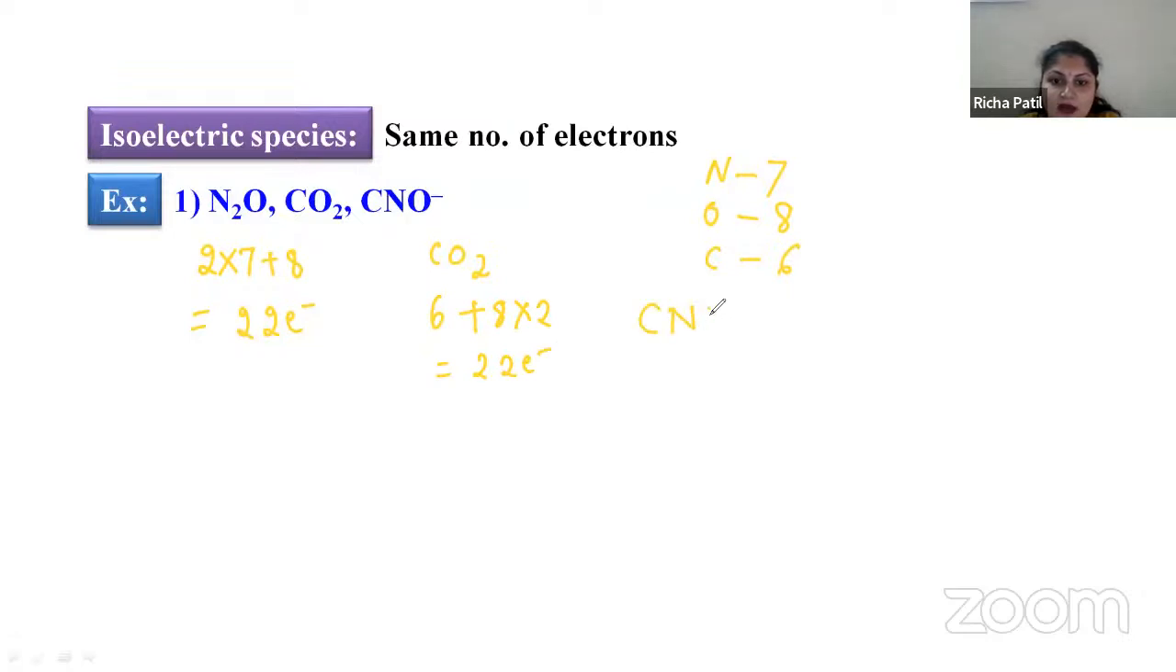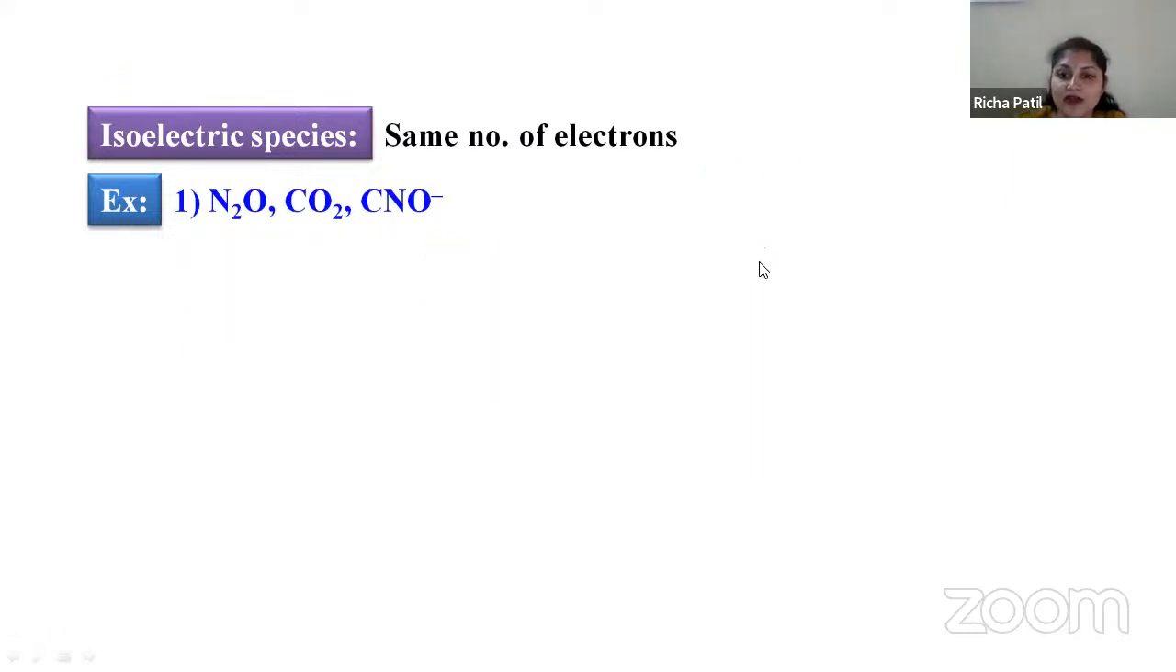Then for CNO minus, carbon is 6, nitrogen is 7, oxygen is 8, minus. Whenever you have minus, you have to add 1 electron. Whenever you have plus, you have to remove 1 electron. So in this case, you have to add. It will come to 22 electrons. So isoelectronic species are nothing but species having the same number of electrons.